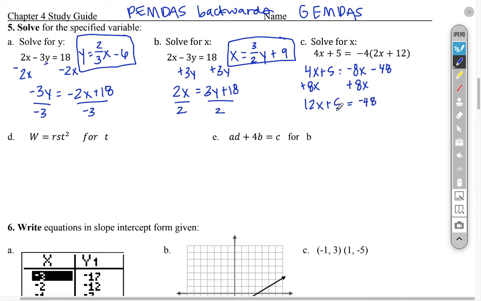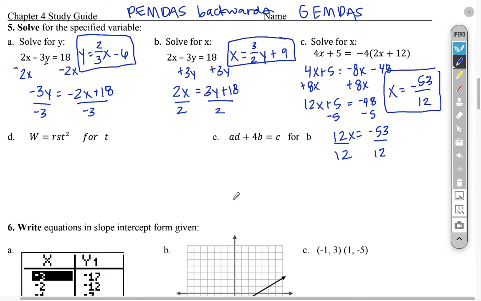Now we need to get rid of our 5, combine some like terms, so we're going to move that to the other side. We get 12x equals negative 53. And then we're going to divide by 12 because our last goal is to get x alone. And we get x equals negative 53 over 12 cannot be changed. So we're just going to keep that the same way, negative 53 over 12. And if you get an answer like this, don't think that you're wrong. I know it looks crazy and looks like you think you may have messed up, but this is the right answer, so don't doubt yourself.